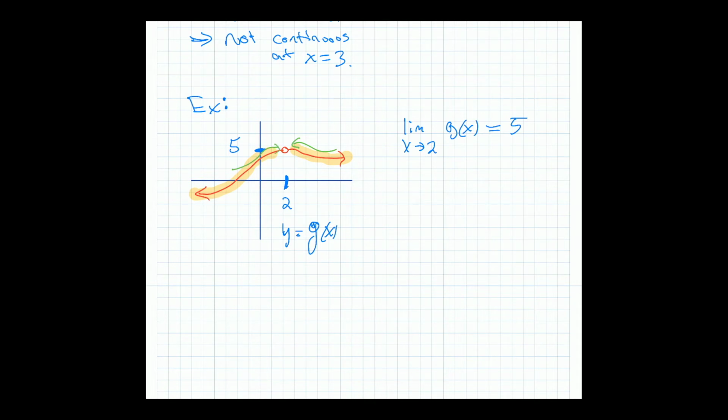I don't need to write out the two-sided limits. You can see that they're both 5, right? However, if you wanted to look at the function value, you have to have g of 2 as well. What is g of 2 according to the graph? Well, there's an empty circle there, right? Where's the solid dot at x equals 2? I didn't draw one, so this does not exist.